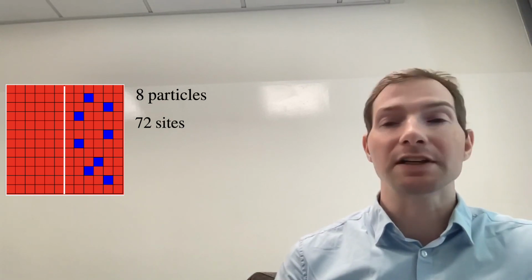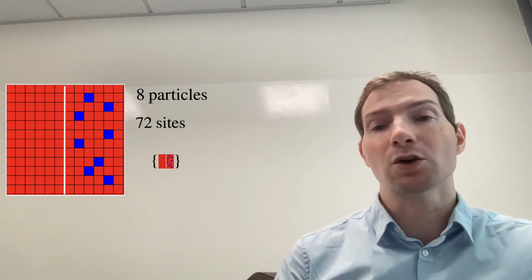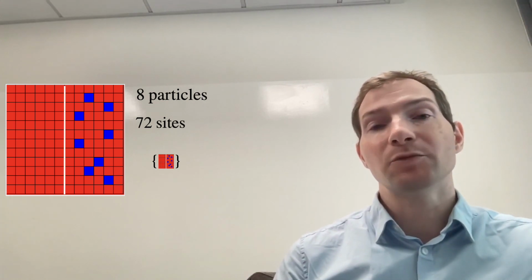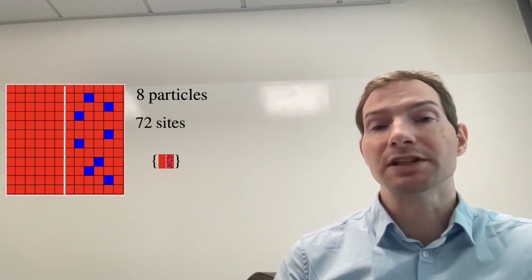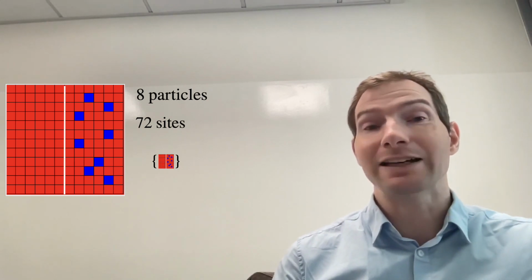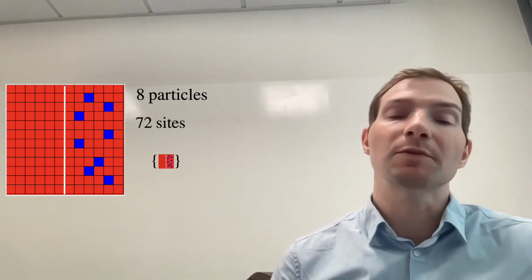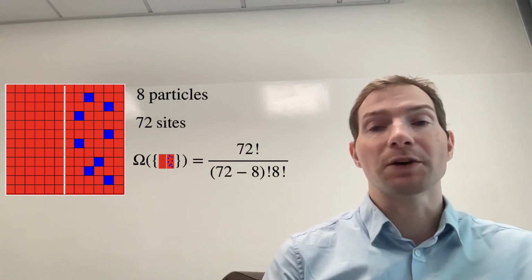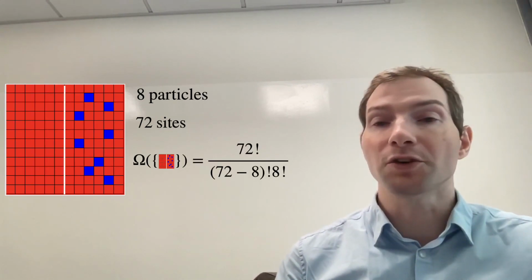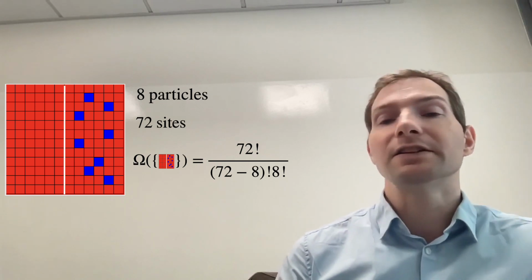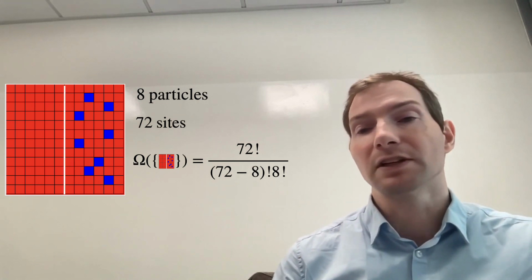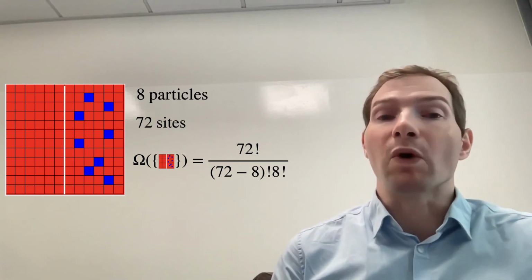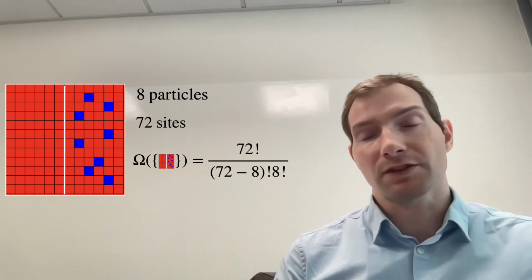And what that means is that if you look at this quantity, which is the set of all possible 8-particle configurations you can make in the 72 sites of the right-hand side of the box with a physical wall separating the 2, then the number of possible configurations is a combinatorial term, which is 72 factorial divided by 72 minus 8 factorial, times 8 factorial. That's the number of ways to pick 8 sites out of 72.